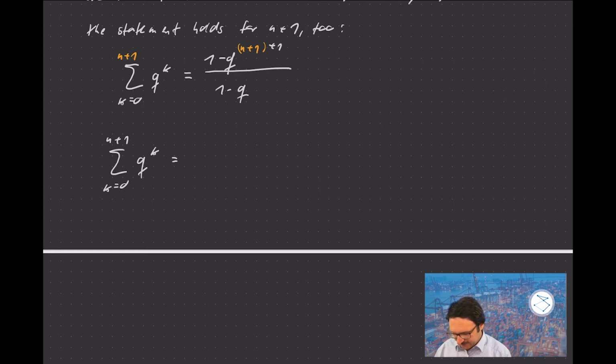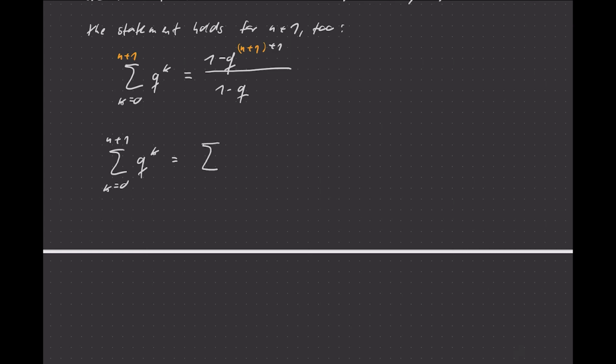And that's what we're doing. So we split this in two parts. First part is everything but the last summand. The last summand is the n plus first summand. So anything but this summand is this sum here, going just to n, not to n plus 1. And then the last summand is q to the power of n plus 1. Right? So what we do here is we split the sum.